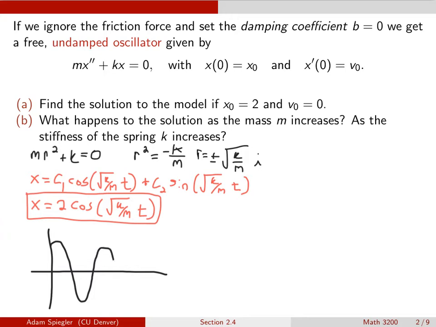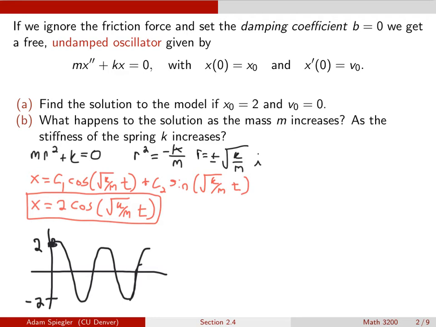And so it's going to oscillate back and forth. It's going to start over here at its maximum value, which is 2, and then it's going to oscillate back and forth between 2 and minus 2. And the amplitude is not going to change.